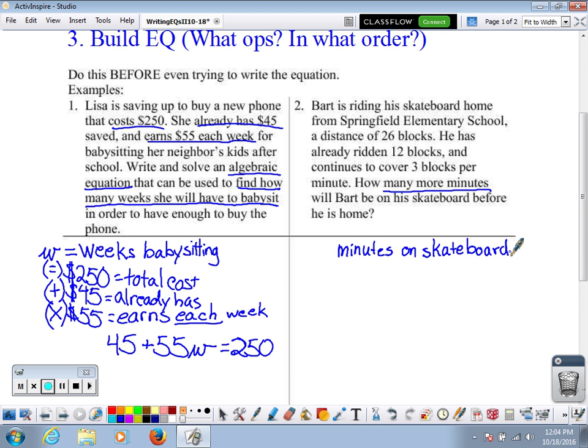And they don't tell us what variable we have to use. We get to pick whatever variable we want. So, minutes on skateboard, let's use M. We could be boring and just use X or Y. But let's use something appropriate. Let's use M for minutes on that skateboard. Okay, then we're going to read it a second time. And the second time we read through, that's when we look for those numbers and those operator words. Okay, so read it a second time for us, please.